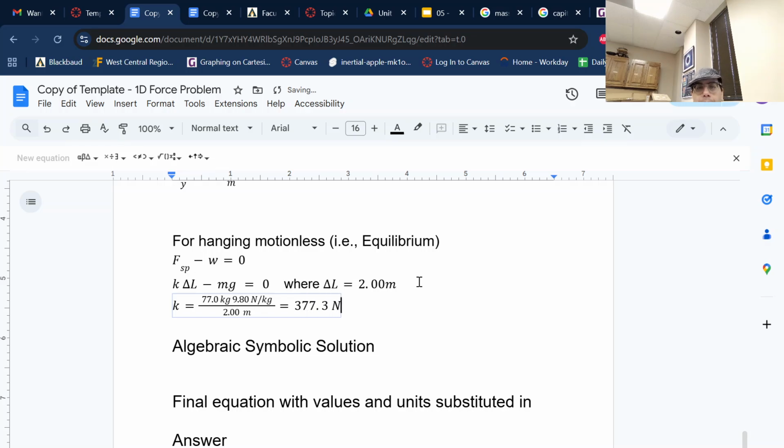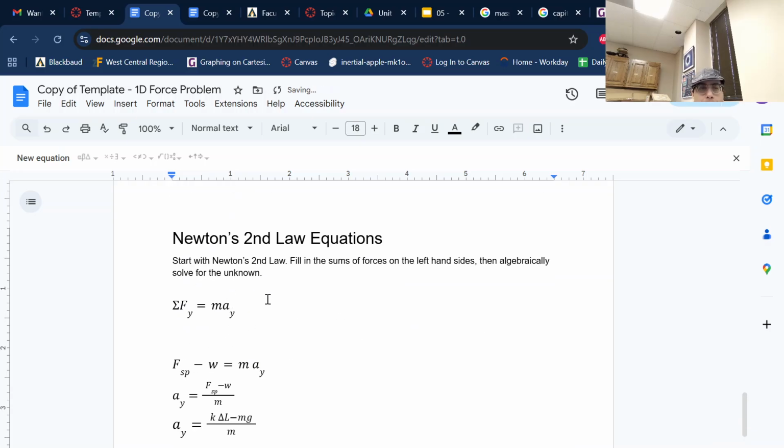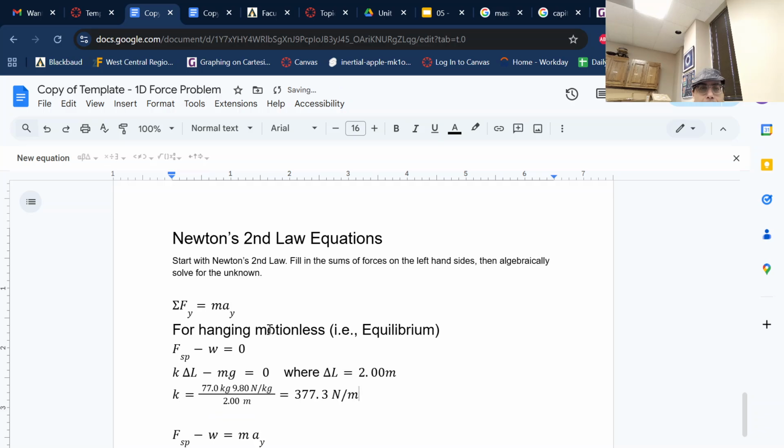We get 377.3 newtons per meter. And we can just double check the units here, right? So g is in newtons per kilogram. We're multiplying by kilograms, so that gives us plain old newtons in the numerator. And then we divide by meters, so we're left with newtons per meter. I'm going to actually cut and paste this up here.